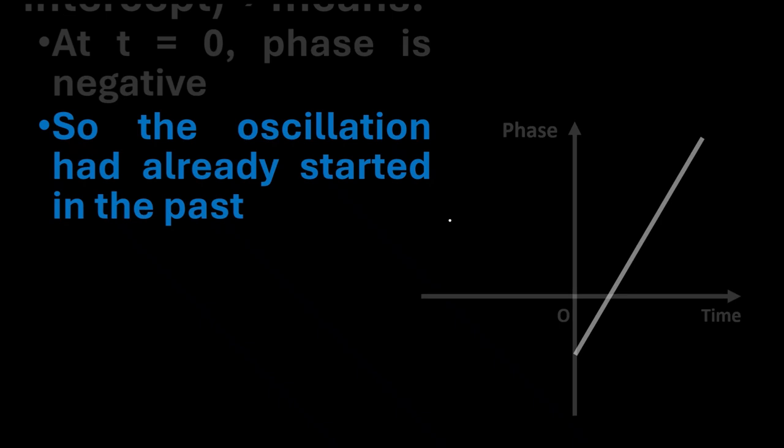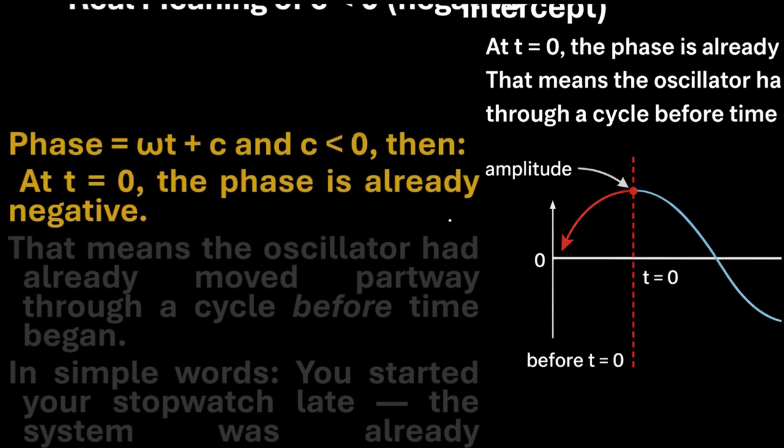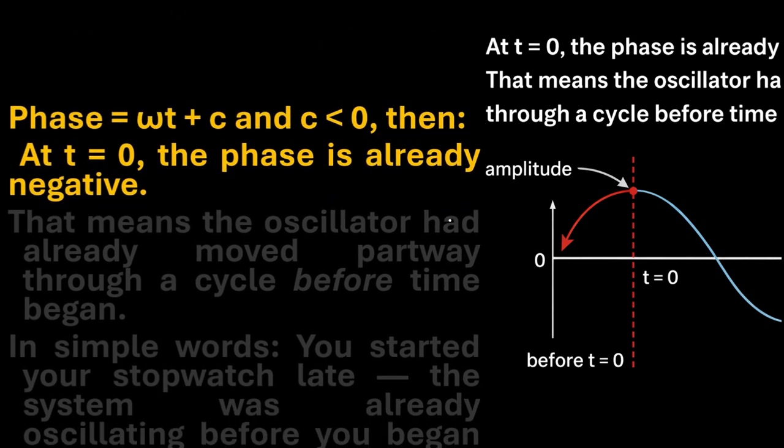And now you're like, what is oscillation? Please, please bear with me for some more time. C less than zero, it means that the phase is already negative. It actually has to do something with this diagram here. This is time t is equal to zero, and this is the amplitude. This height is the amplitude, and this represents the portion of the wave before t is equal to zero.